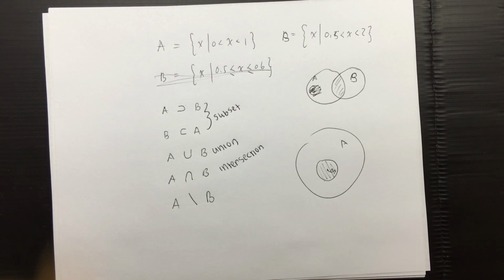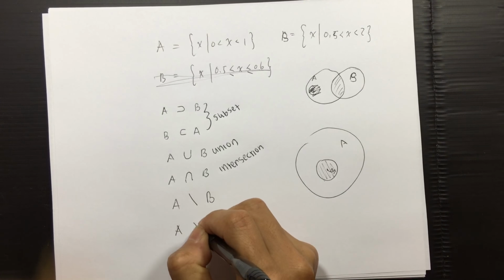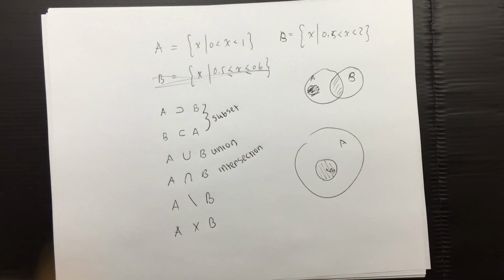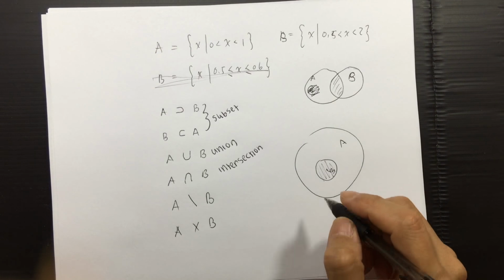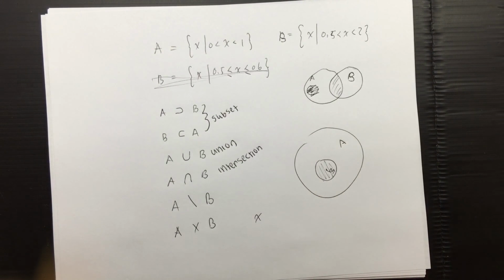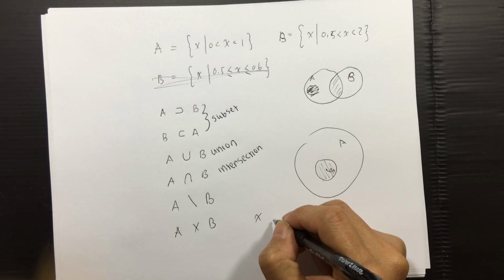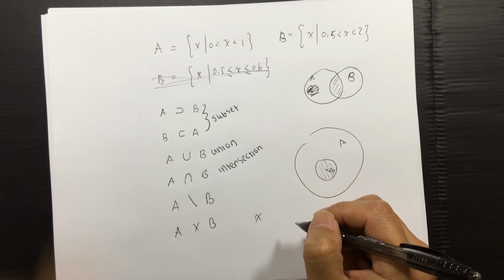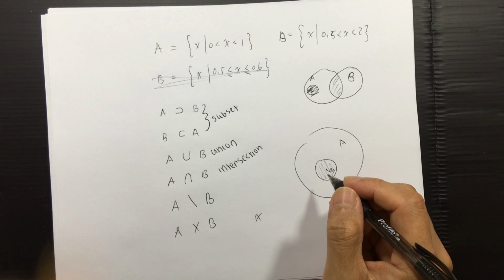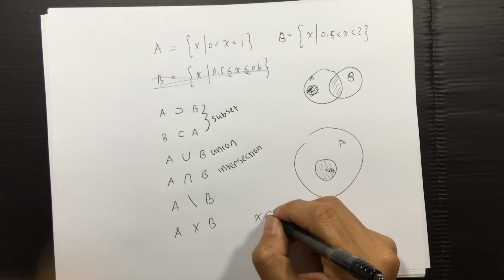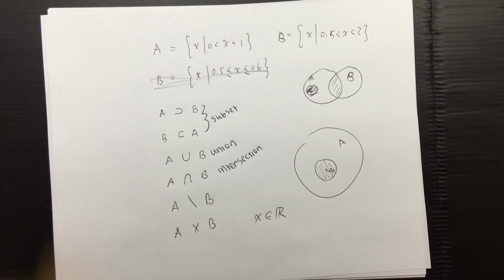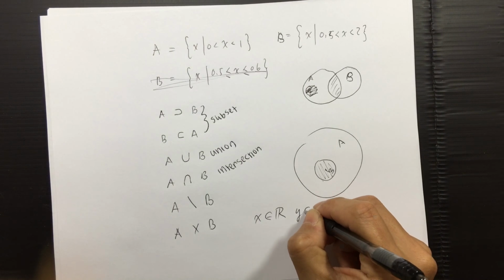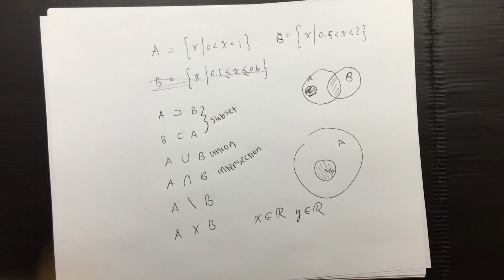It's the Cartesian product. That's A cross B. Have you ever heard of this? No. Okay, let's say you have an X, right? You have an X, and then you have a Y. Let's say, it doesn't matter what X is. X is an element of all real numbers. Let's say Y is also an element of the real numbers, right?